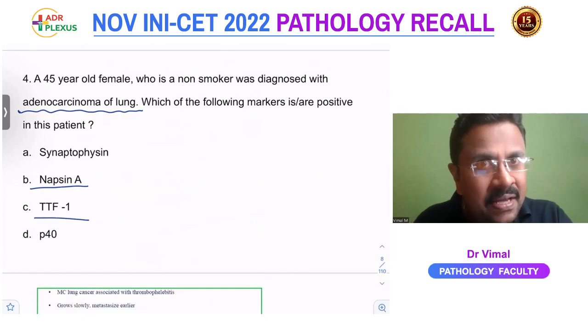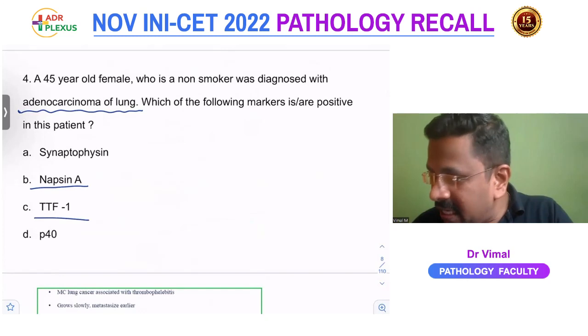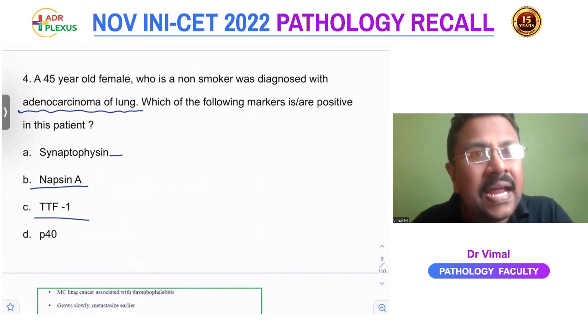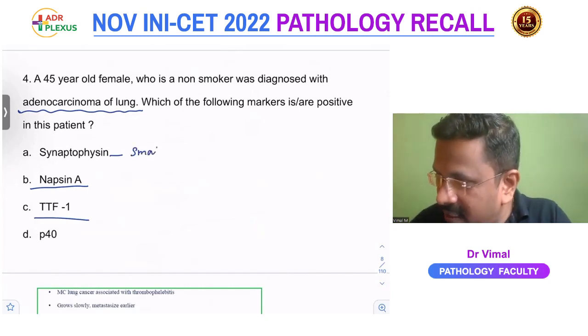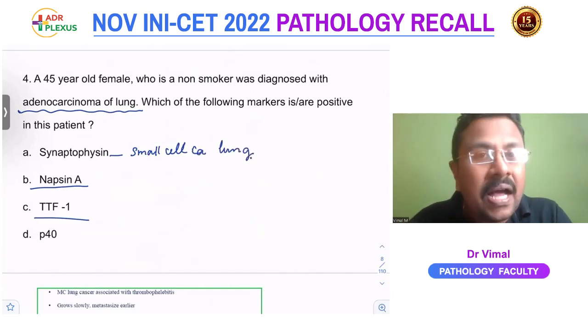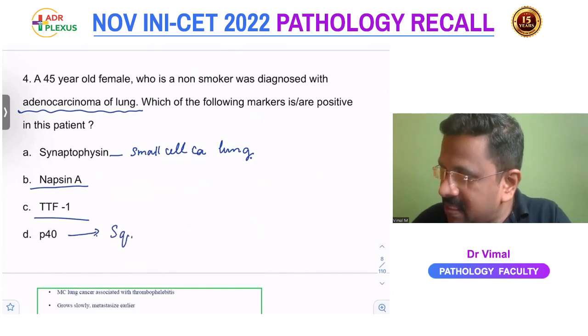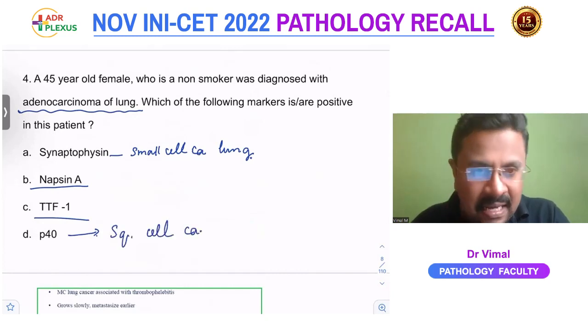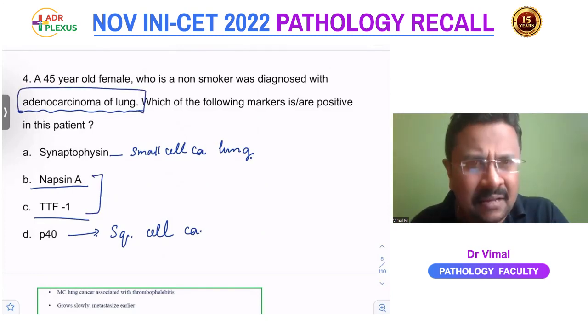Definitely we will have another question about the IHC markers. Synaptophysin, chromogranin, NSE, Bombesin and CD56 are all positive in small cell carcinoma of the lung. P40 is positive in squamous cell carcinoma of the lung. And napsin A and TTF1 are positive in adenocarcinoma of the lung.